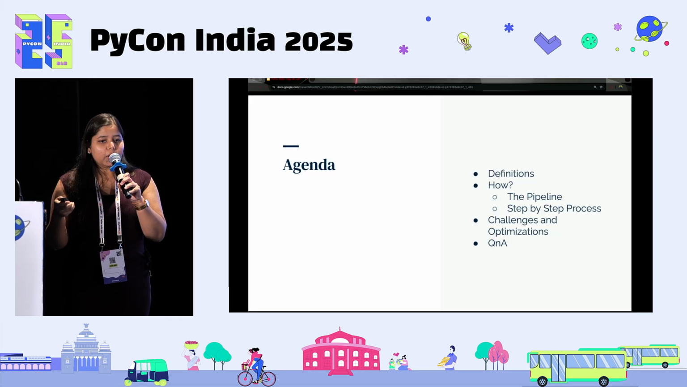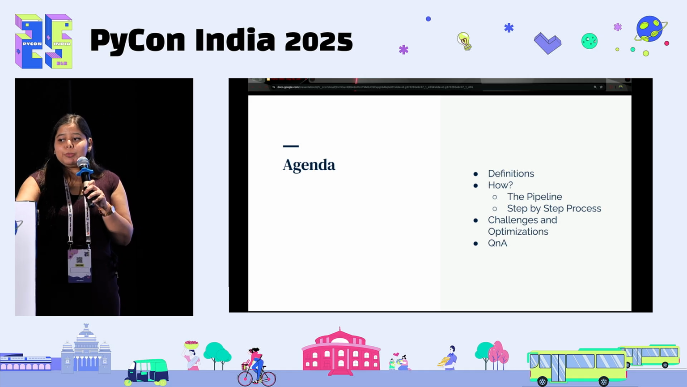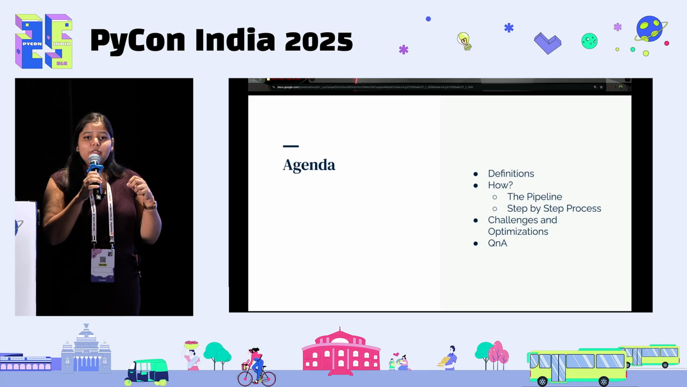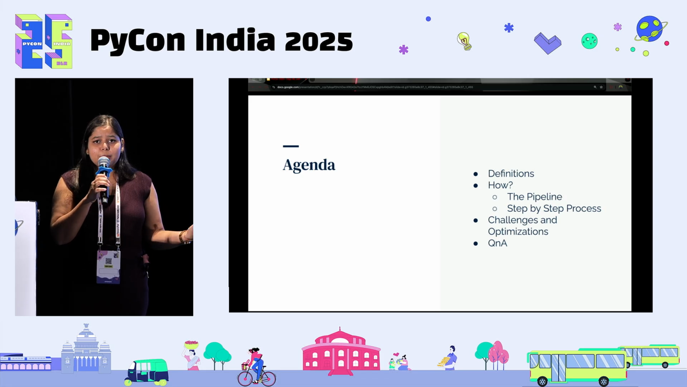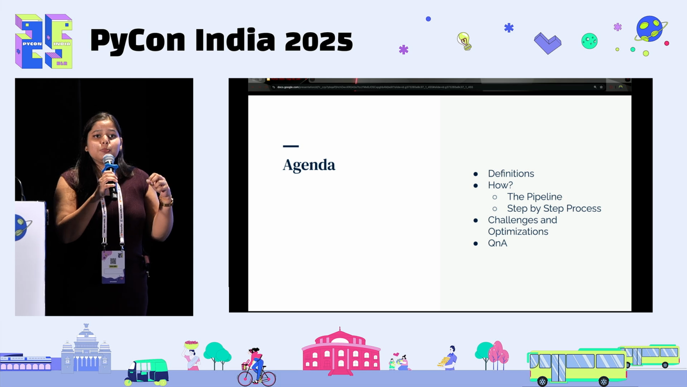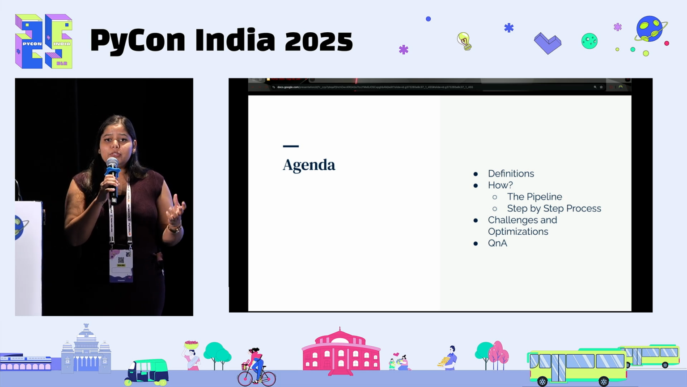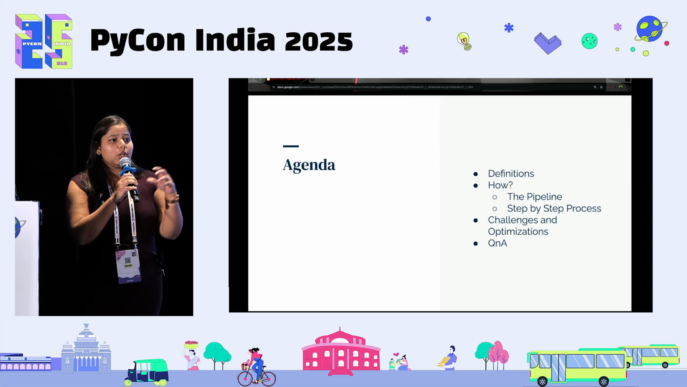Okay, so quite a big terms on this first slide itself. So let's start with how we will go through today's agenda. Firstly, we will discuss the definitions of each and every term, like what is TinyML, MicroPython. After that, we will look into how this is possible, along with all the steps. After that, we will see the challenges and optimizations, and further, we will conclude with a quick Q&A round.